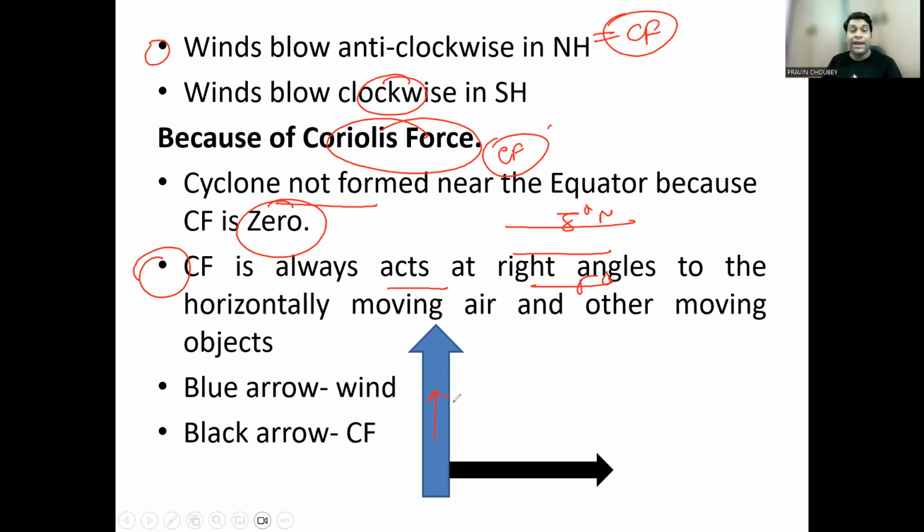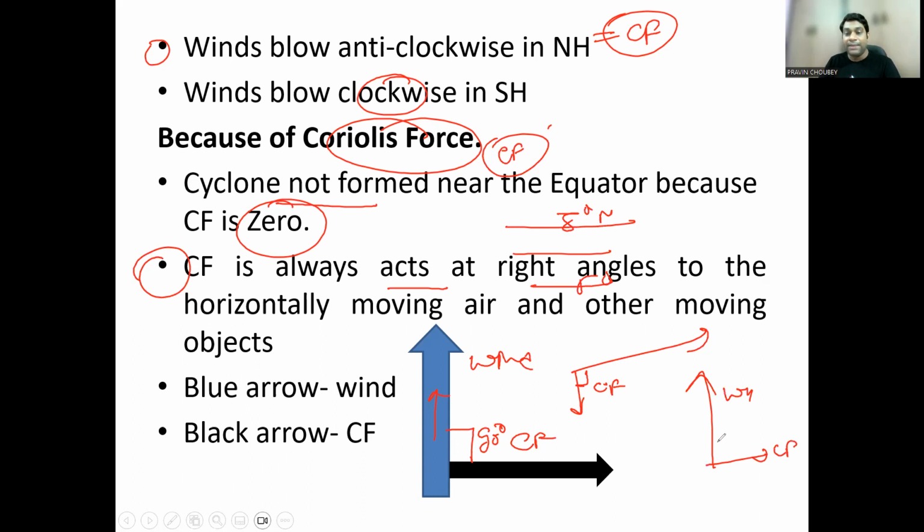Suppose this blue line indicates the movement of the wind, then the black arrow is called the Coriolis force. It always makes an angle of 90 degree, whatever be the direction. If this is the wind direction, then the Coriolis force will always act making a 90 degree angle. Remember this, these are some basic concepts about the Coriolis force.